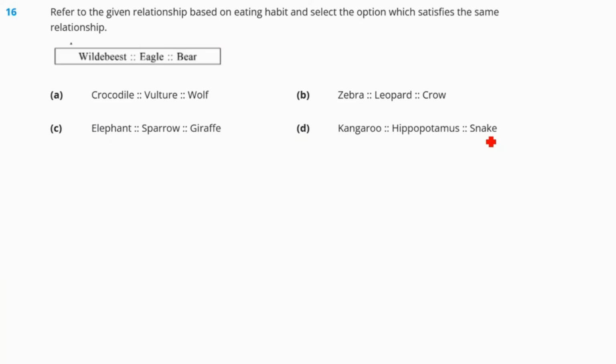Question number 16. Refer to the given relationship based on the eating habits and select the option which satisfies the same relationship. Wild beast, eagle, bear. So, herbivore, eagle, carnivore, bear, omnivore. Okay. So it can be option number B, zebra, leopard, and crow.